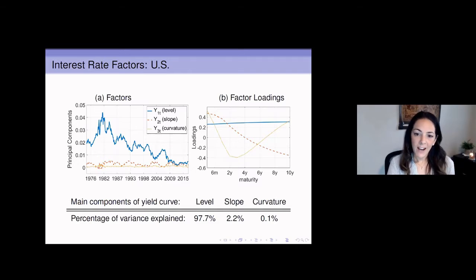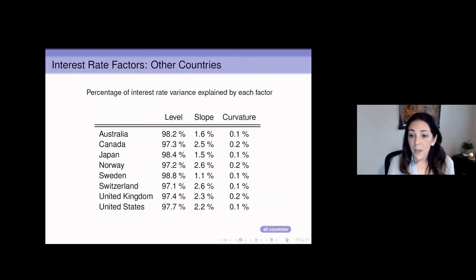So shocks to this factor are going to change the concavity of that yield curve. So now that we have our interest rate factors for the US, I want to show you that we can do this for many other countries, and these are the countries that I'm going to be looking at for this particular paper. We have advanced economies, and one of the takeaways is that we can extract the principal components or the interest rate factors from every country's yield curve. And these three first factors combined are going to account for the majority of the movements in each one of these bond markets.